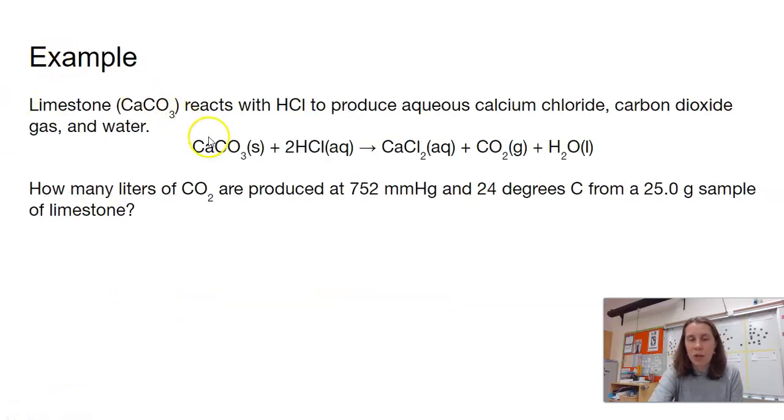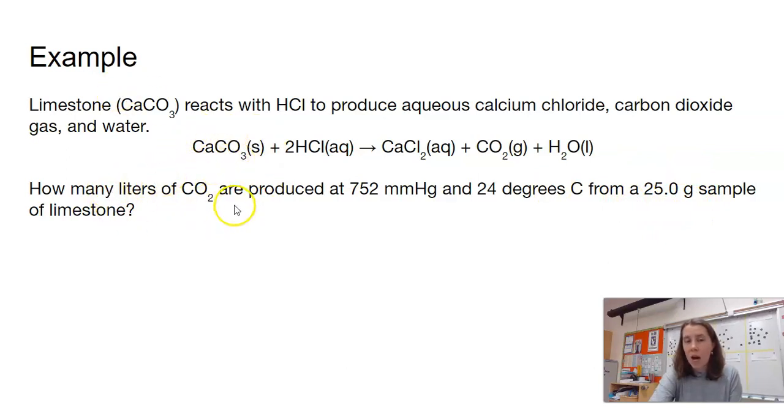In this particular question, we have limestone, which is a solid. It reacts with hydrochloric acid, which is a solution, and makes another solution, calcium chloride, a gas, and then liquid water. Okay, so the gas that we're going to be interested in this equation is carbon dioxide. So the problem that we're given is how many liters of CO2 are produced at 752 millimeters of mercury, so that would be our pressure, and 24 degrees Celsius, that would be our temperature, from a 25 gram sample of limestone.